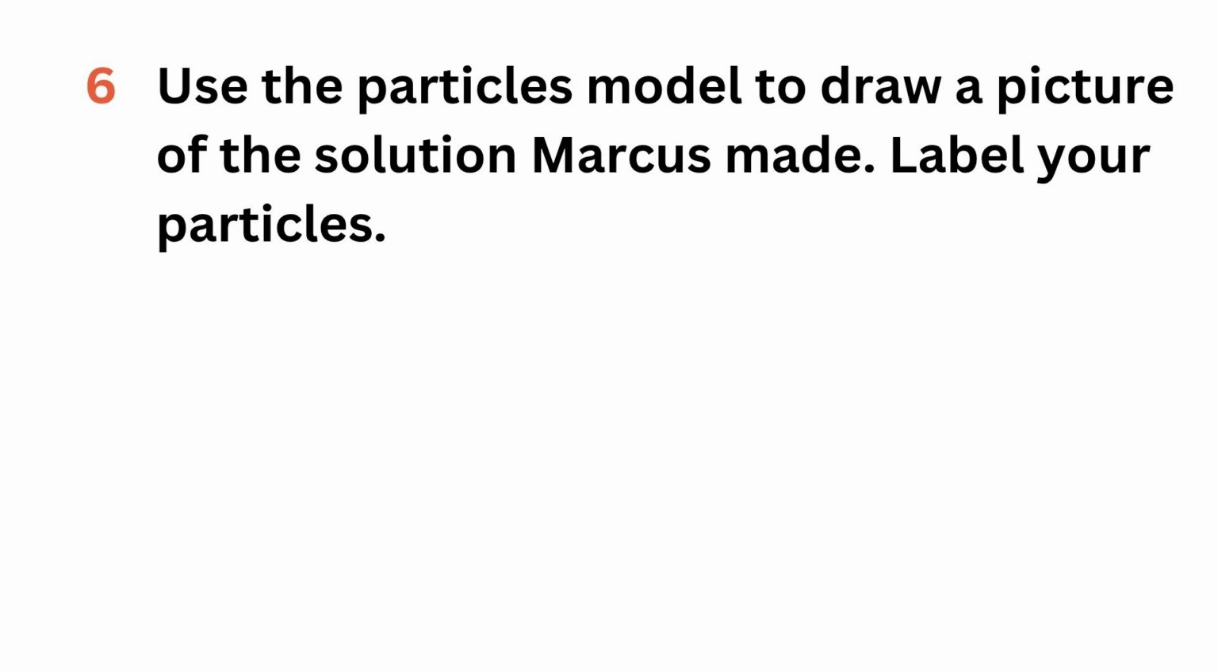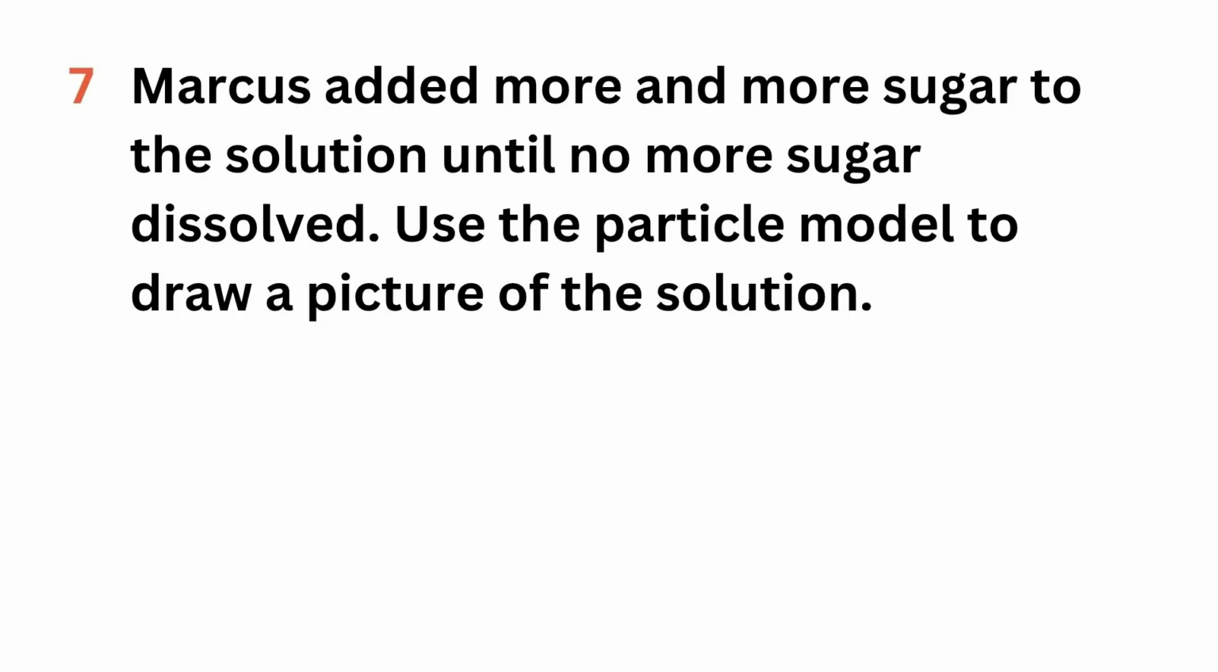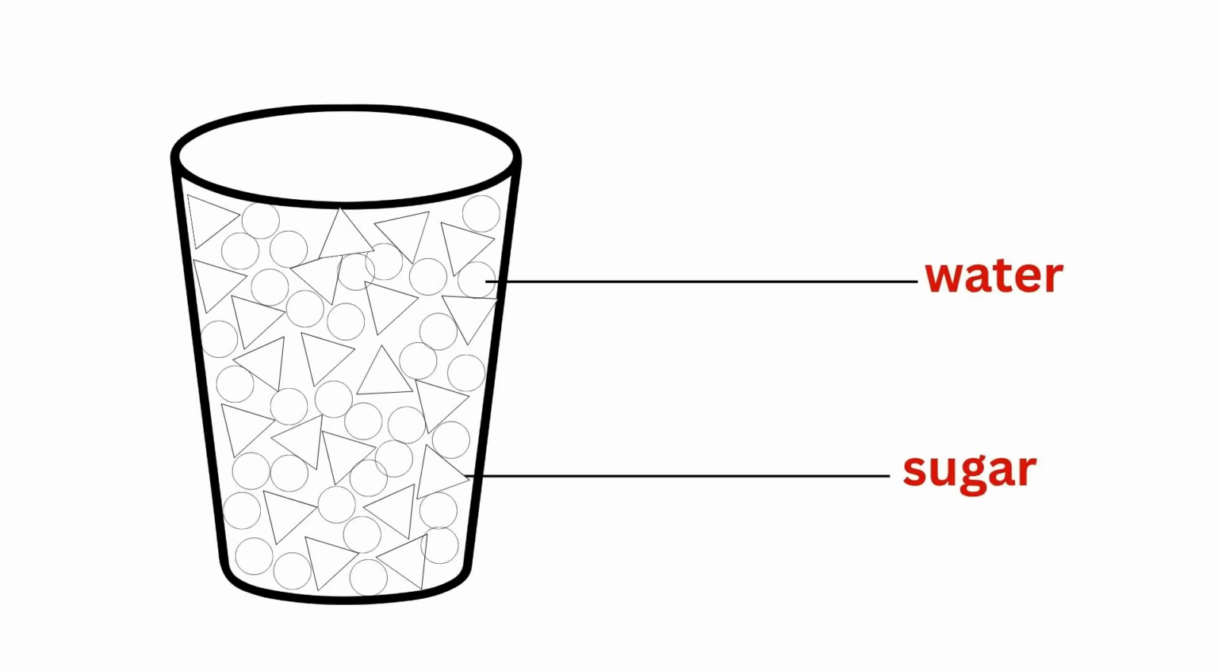Question 6. Use the particle model to draw a picture of the solution Marcus made. Label your particles. So this is a picture of the solution Marcus made. Question 7. Marcus added more and more sugar to the solution until no more sugar dissolved. Use the particle model to draw a picture of the solution. So this is a picture of the solution when Marcus added more and more sugar until no more sugar dissolved.